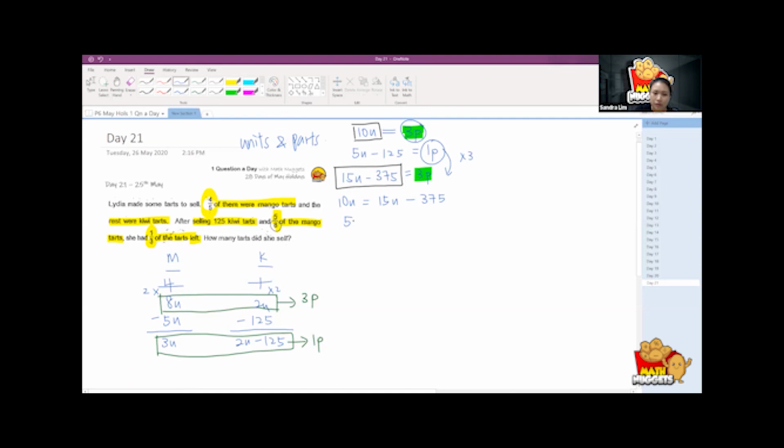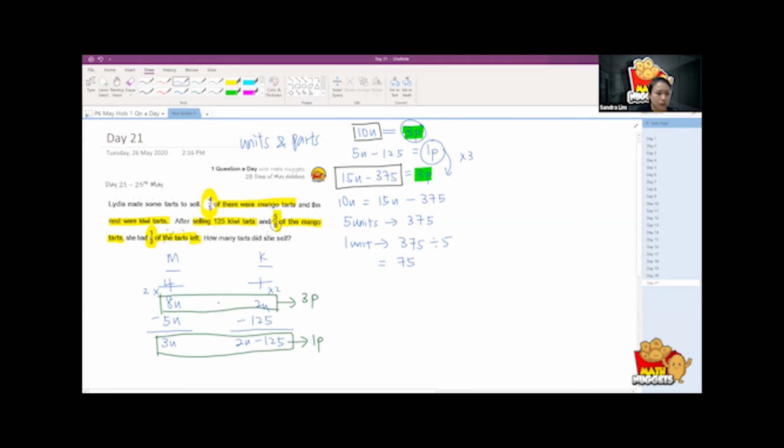So this tells me that 5 units is actually 375. All right, so from here we can find out what's 1 unit, which is 375 divided by 5, 75. So how many tarts did she sell?